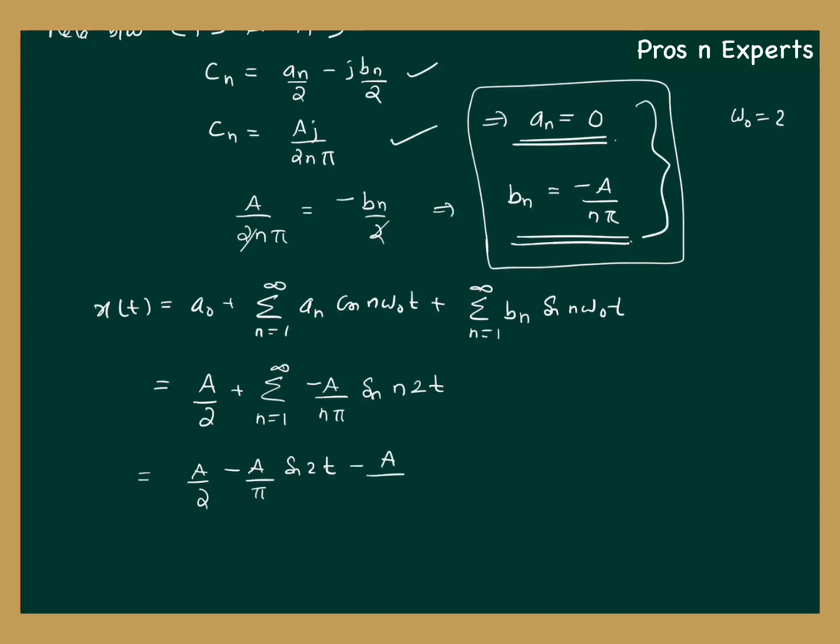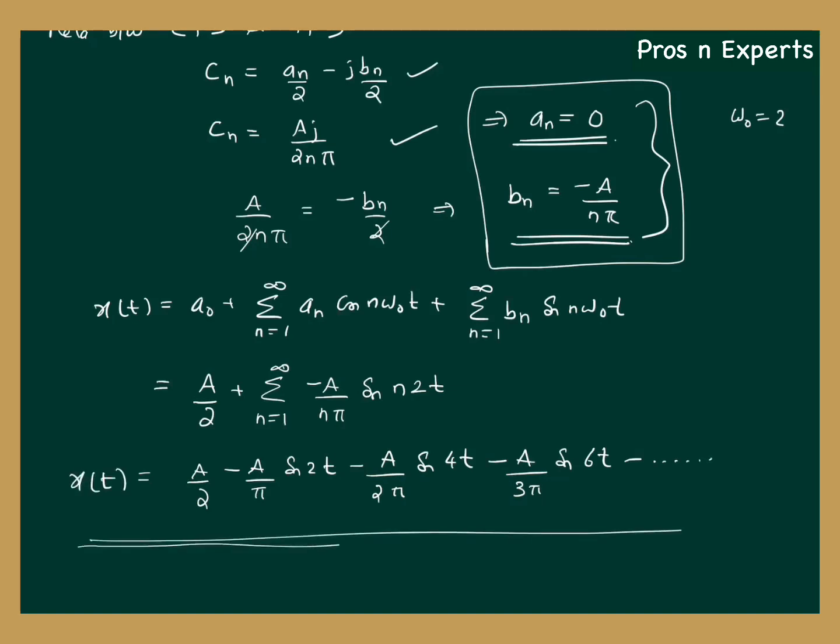Okay, second term is minus A by 2 pi sin 4t. For n equal to 3, minus A by 3 pi sin 6t, and it goes on like this. Okay, so this is the final trigonometric Fourier series expression for x of t.